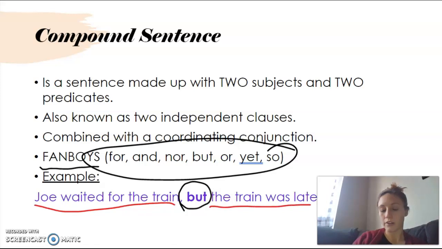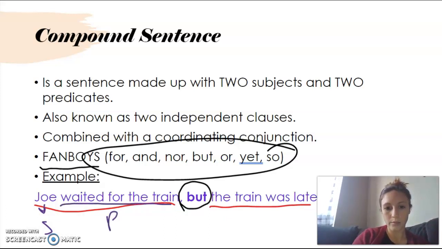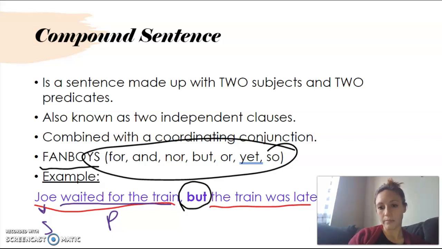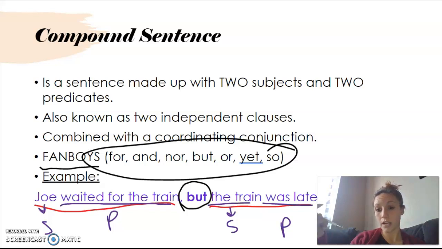So let's see if we can find our subject and our predicate inside our two independent clauses. Joe waited for the train. Well, who or what our sentence is about is Joe, so that's our subject. And the rest of the sentence is our predicate. Then let's go to our second independent clause. The train was late. The train is our subject, what the sentence is about. And was late is our predicate. Therefore, it is a compound sentence. It has its coordinating conjunction. It has two subjects, two predicates, and two independent clauses. So that's a compound sentence.